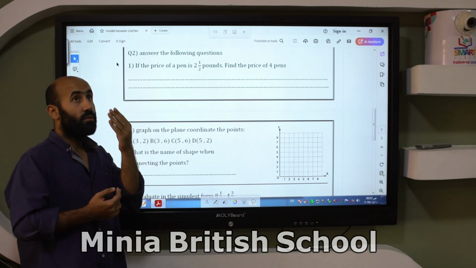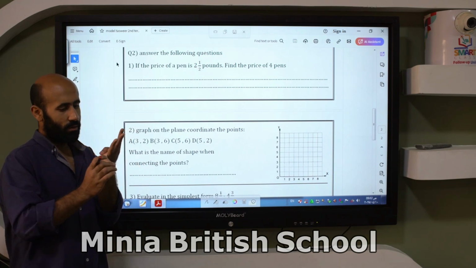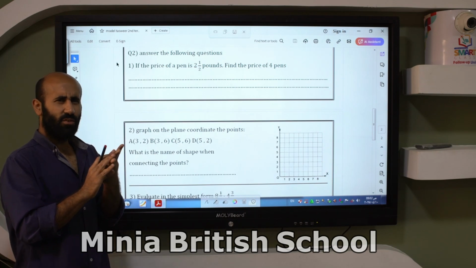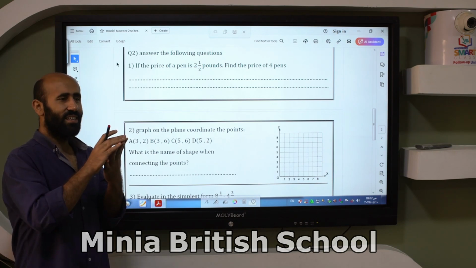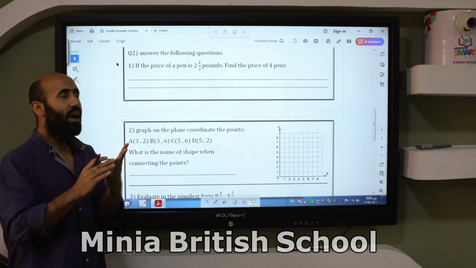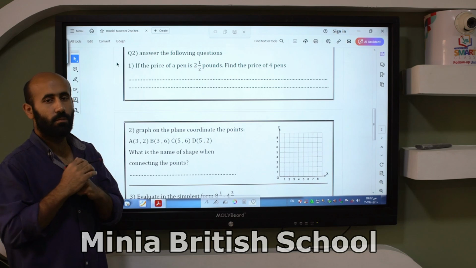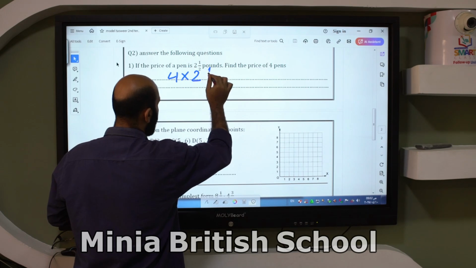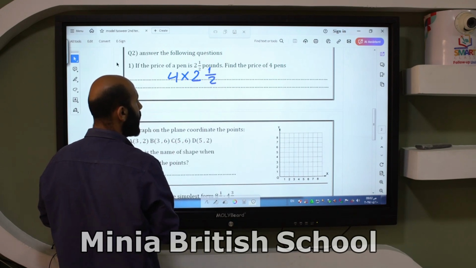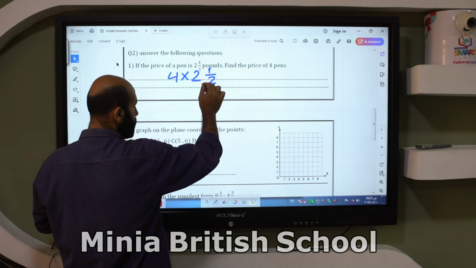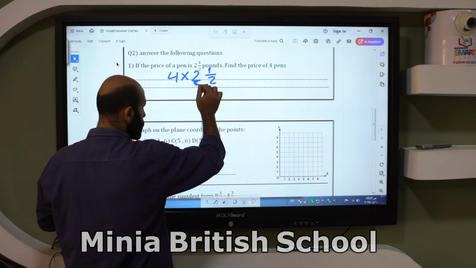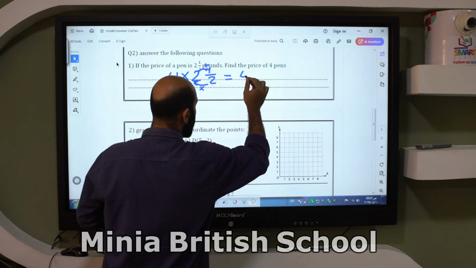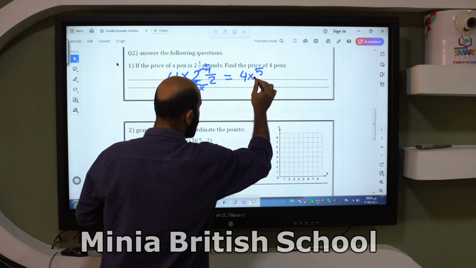The price of 4 pens means 2.5 plus 2.5 plus 2.5 plus 2.5. I think you all think just like me, and you all say this is a repeated addition, which is the multiplication. So 4 times 2 and 1/2. Let's convert the 2.5 into an improper fraction. 2 times 2 equals 4, 4 plus 1 equals 5. So it will be 4 times 5/2.